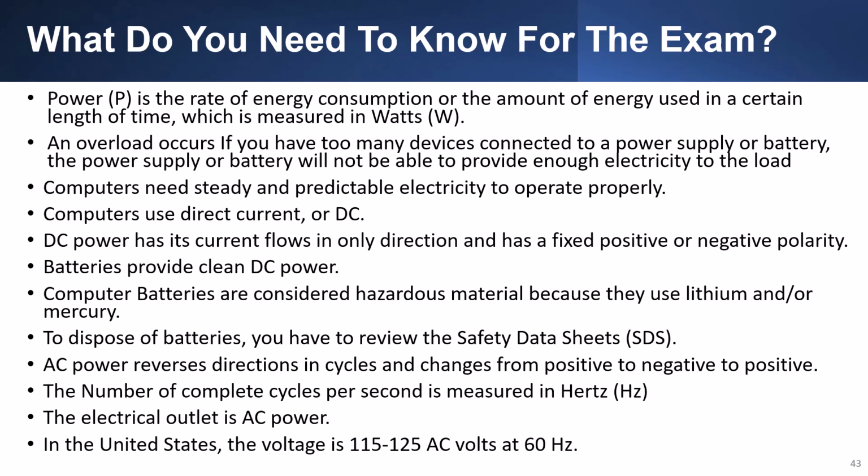AC power reverses directions and cycles and changes from positive to negative to positive. The number of complete cycles per second is measured in hertz. The electrical outlet is AC power. In the United States, the voltage is between 115 and 125 AC volts at 60 hertz.